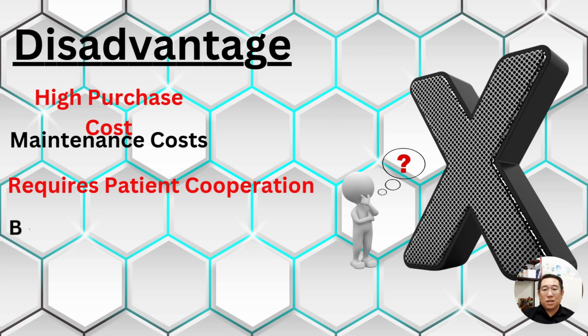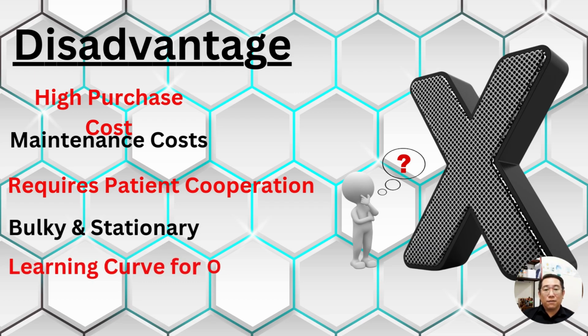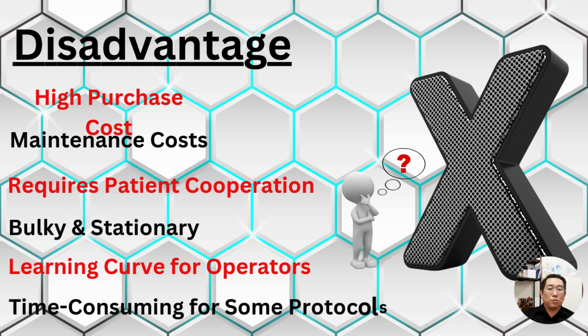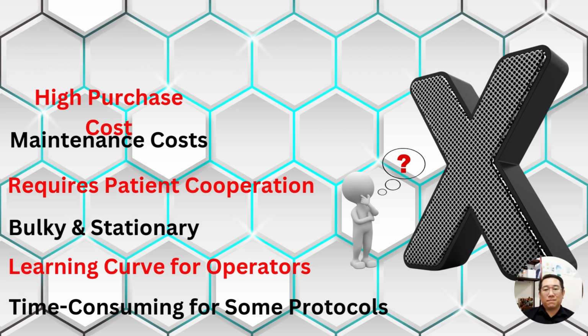It is also bulky and stationary, so it needs a fixed place and cannot be moved easily. In addition, there is a learning curve for operators. Even though it's user-friendly, new staff need training to interpret the result correctly. Lastly, some test protocols are time-consuming. While SITA Fast is quicker, full threshold test can take several minutes per eye.